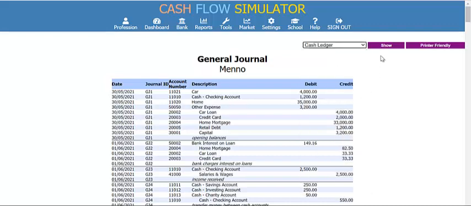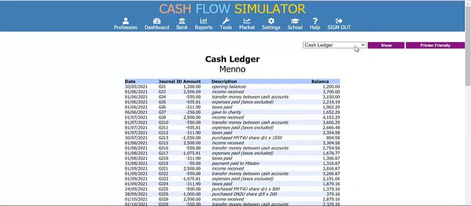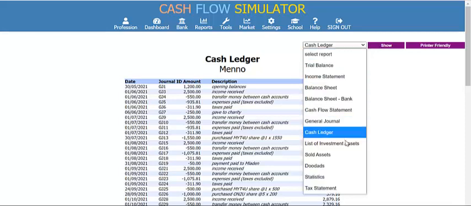Cash ledger, you can see exactly how much cash you have at any point in time and where all of your cash has gone. There we go. Then list of investment assets, so you can see what you own in that moment. You can see the assets that you've sold.